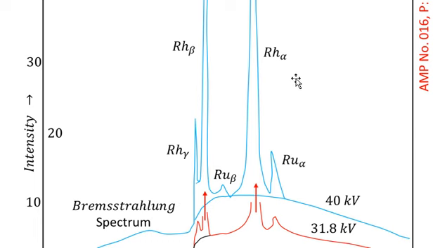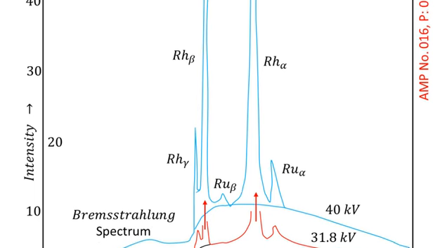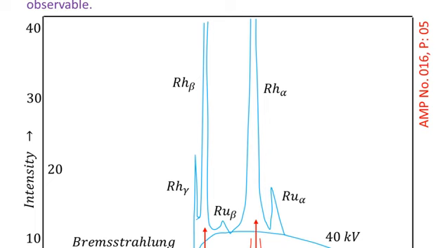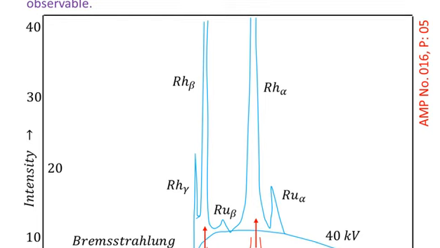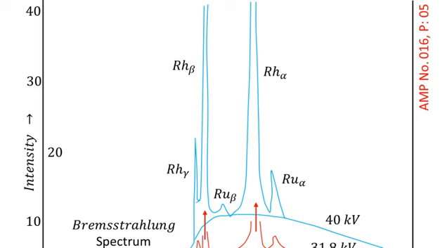But you can see that we have two peaks. One corresponds to rhodium, which are Rh alpha, Rh beta, Rh gamma, and the other corresponds to ruthenium, which is Ru alpha, Ru beta, and so on. So these are the characteristic lines, and because our anode is actually made up of two materials, one is rhodium and the other is ruthenium. The smaller concentration material was the ruthenium, and the major concentration was the rhodium.